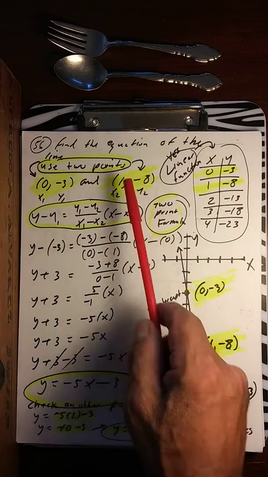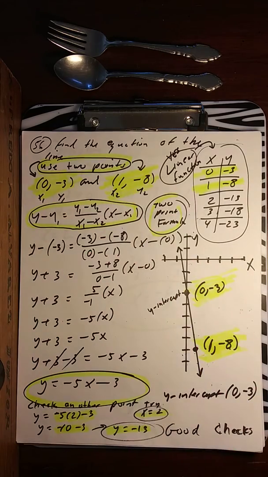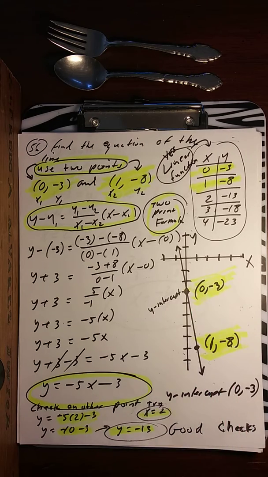So we do have the 2 points. Put them in there and just connect the dots. Okay, the y-intercept is (0, -3).